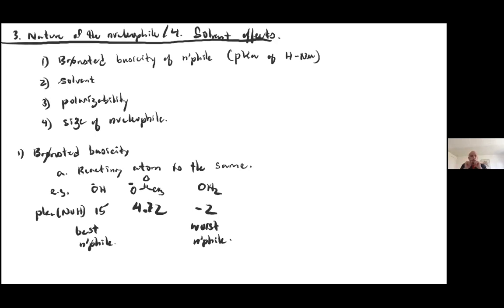So when the reacting atom is all the same, you don't need to overthink it. You can say, okay, I'm just going to think about the pKa's. The one with the conjugate acid with the highest pKa is the best nucleophile. Nucleophile with conjugate acid with highest pKa is greatest nucleophile.